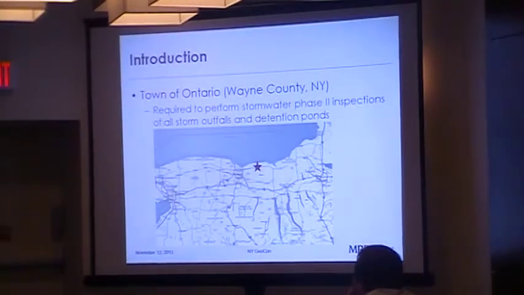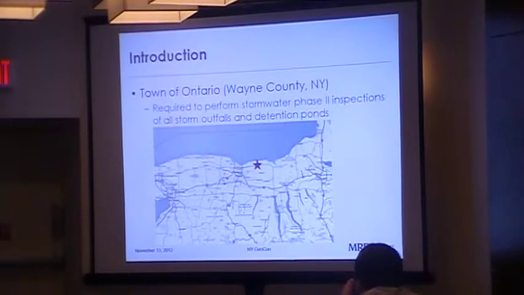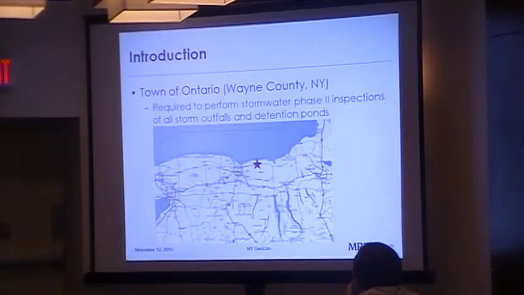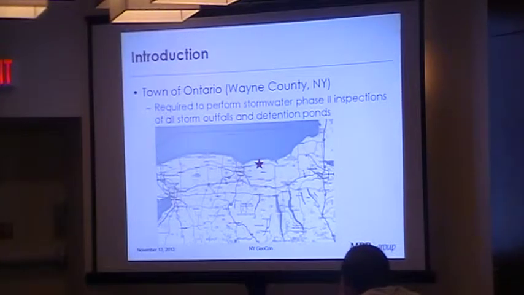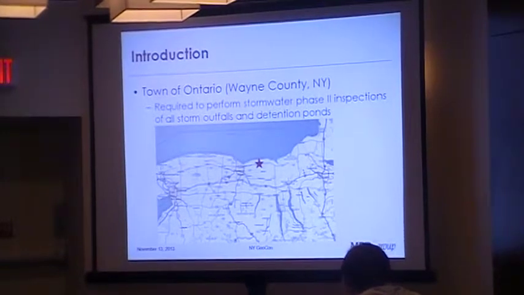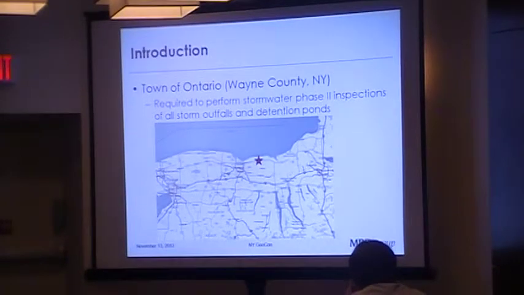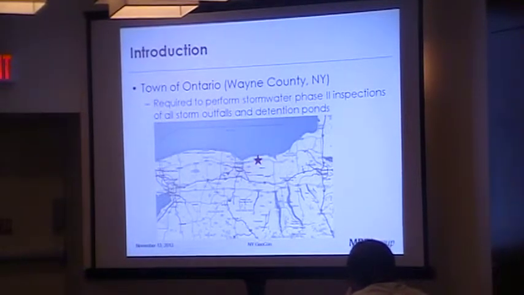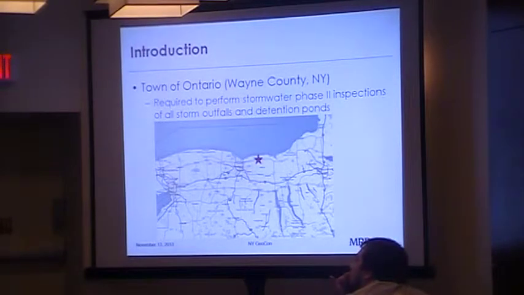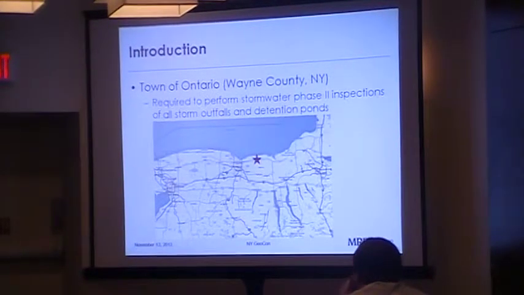So our guinea pig is the town of Ontario, which is kind of a bedroom community to the city of Rochester, halfway between Rochester and Syracuse. It's home to a nuclear power plant, if that makes any difference to you. You may have heard of it, the Ginna plant. But because they're close enough to Monroe County, they are considered an urbanized area, which means they fall under the Stormwater Phase II regulations, which means they now have an obligation to go out and inspect their stormwater outfalls and their detention ponds, I believe on a yearly basis.